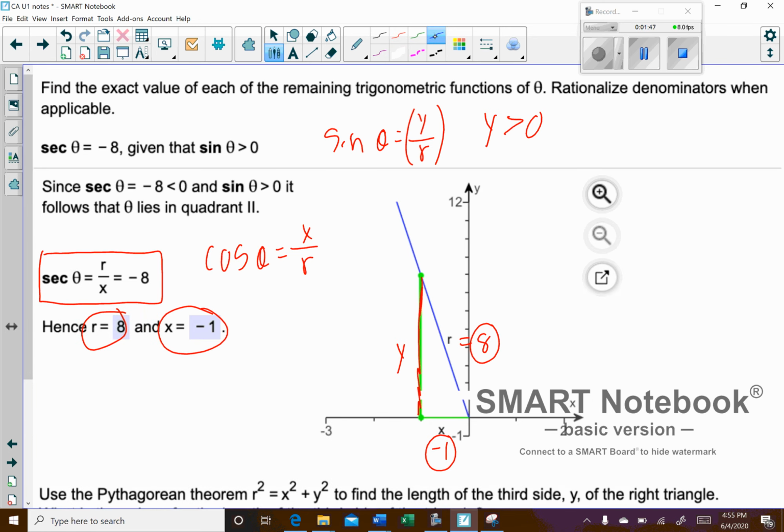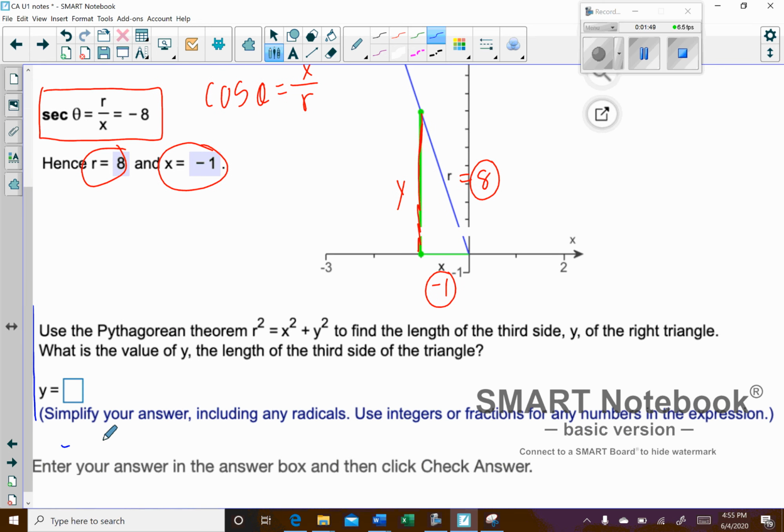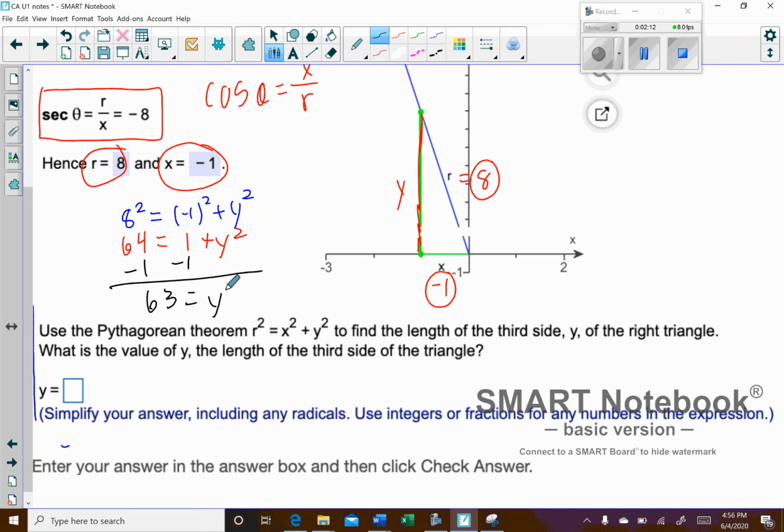Okay, so what we'll do here now is the Pythagorean theorem. So r squared, 8 squared equals x squared, which should be -1 squared, plus y squared. This will give us 64 equals 1 plus y squared. We'll subtract 1 from both sides, so we get 63 equals y squared. And then we are going to square root both sides.